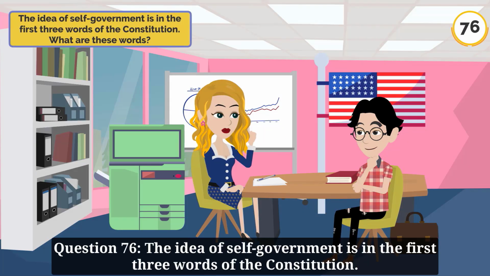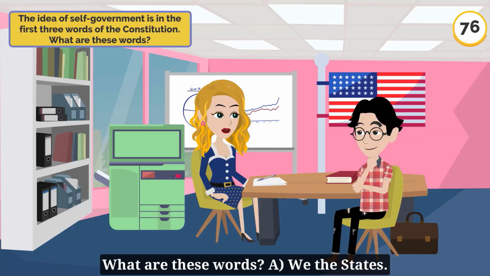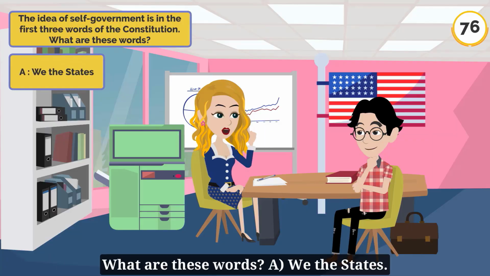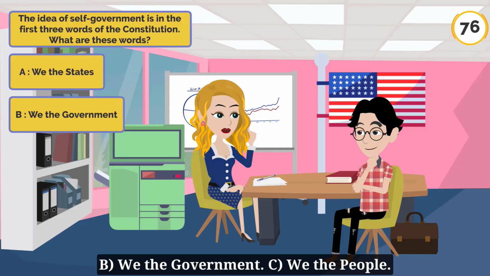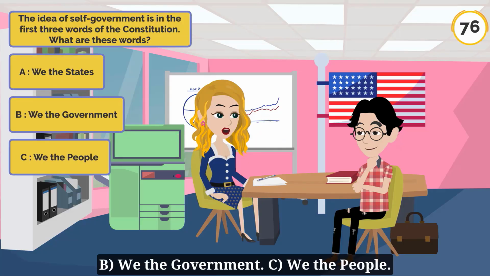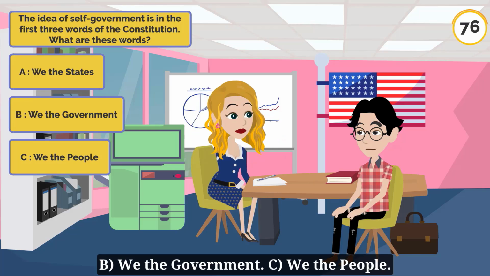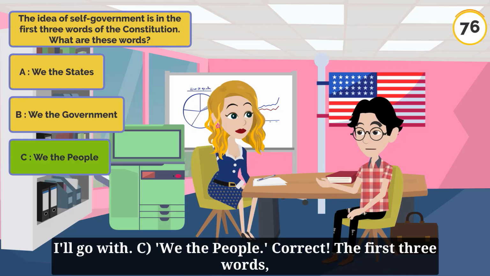Question 76. The idea of self-government is in the first 3 words of the Constitution. What are these words? A. We the states. B. We the government. C. We the people. I'll go with C. We the people.